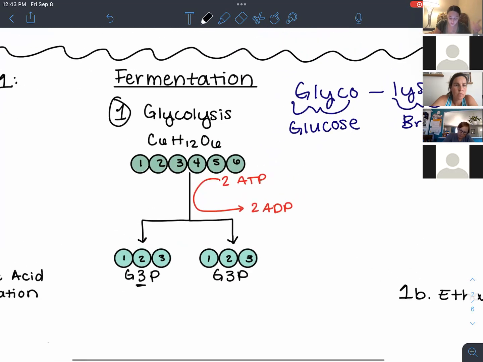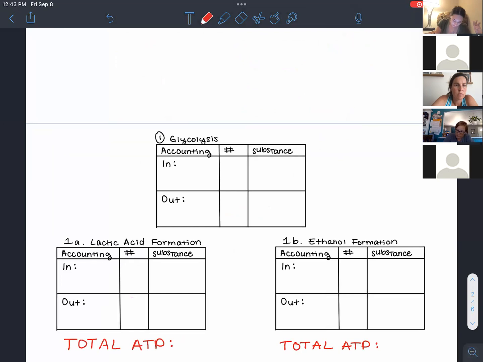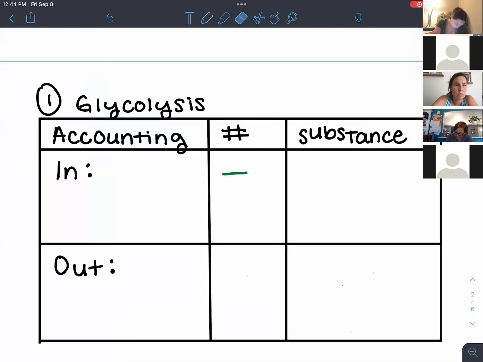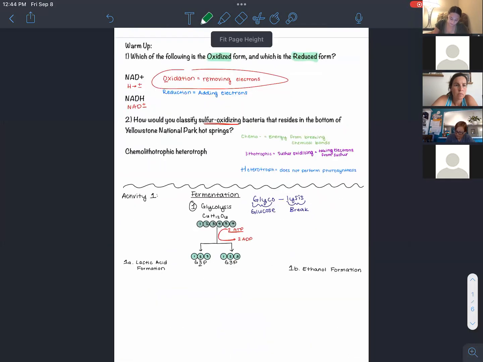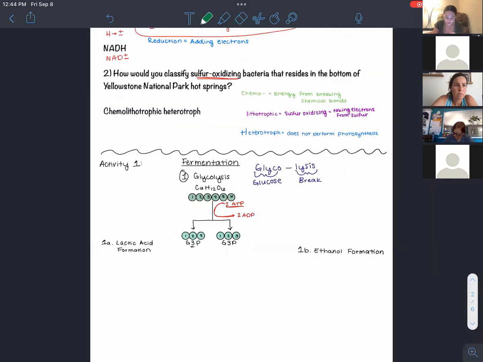In order to split glucose, what did we have to use? ATP. And how many did we use? 2. So that's what you see here. I had 2 ATP, we used those ATP to split the glucose, and now I have 2 ADP. Let's go down to our accounting. In the glycolysis step of fermentation, what goes in? What did we start with? We started with 1 glucose. And what else did we start with? Two ATP. We used those 2 ATP so that we could break the glucose in half.